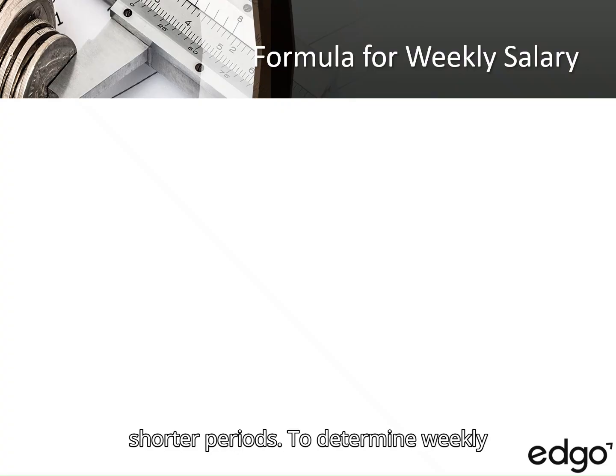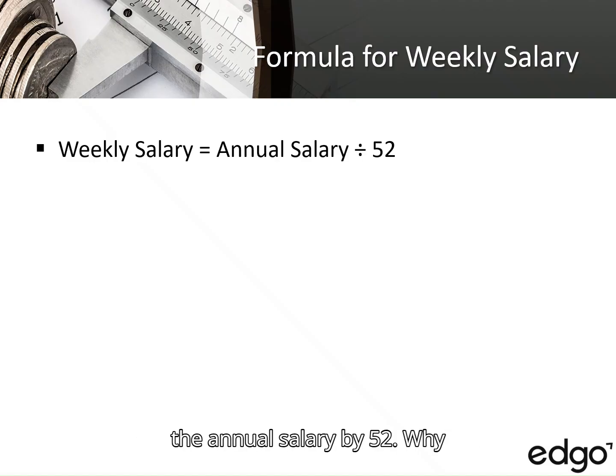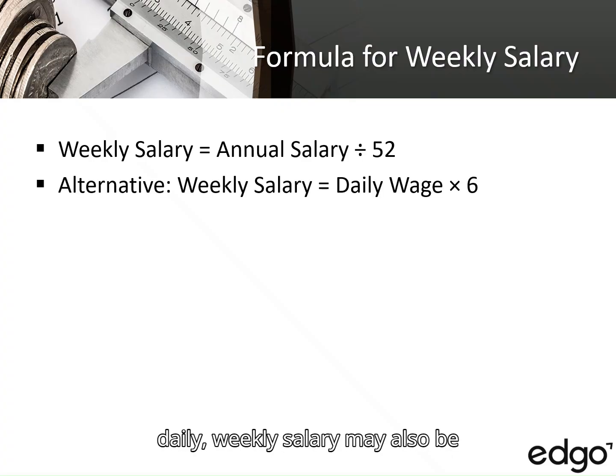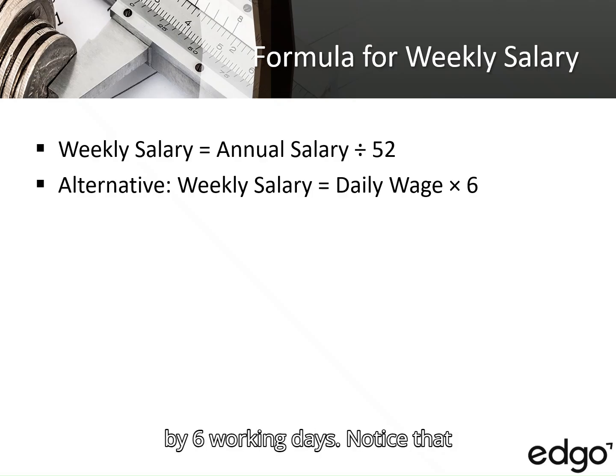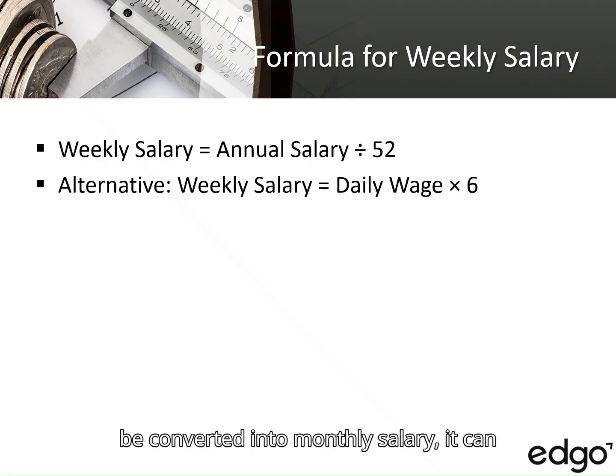To determine weekly salary from annual salary, we divide the annual salary by 52. Why 52? Because there are 52 weeks in 1 year. For workers who are paid daily, weekly salary may also be estimated by multiplying the daily wage by 6 working days. Notice that we now have another way of expressing earnings. Just as annual salary can be converted into monthly salary, it can also be converted into weekly salary.